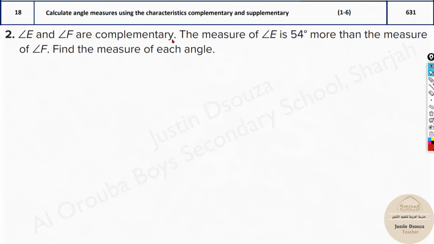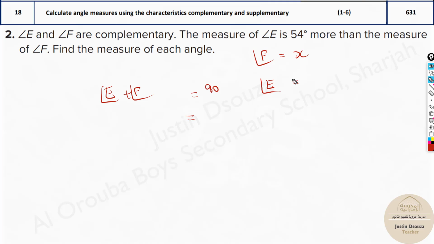Angle E and angle F are complementary. The measure of E is 54 degrees more than the measure of F. Now we know that they both are complementary. So when you sum them up, when you sum angle E plus angle F, you must get 90 degrees. Complementary means 90, supplementary is 180. The measure of E is 54 degrees more than the measure of F. So what you can do is, let's consider X to be, say, angle F. Okay, angle F is X.